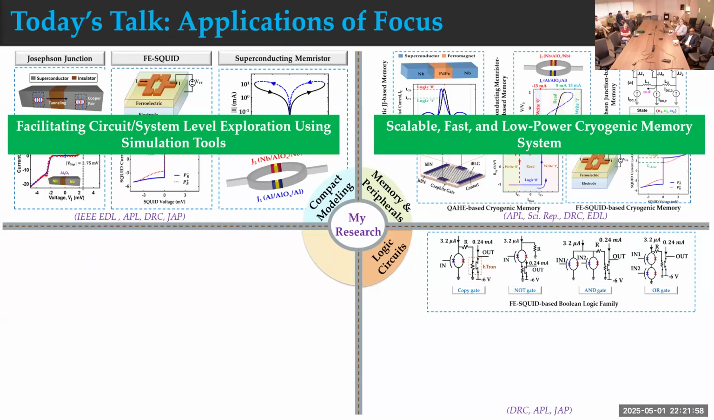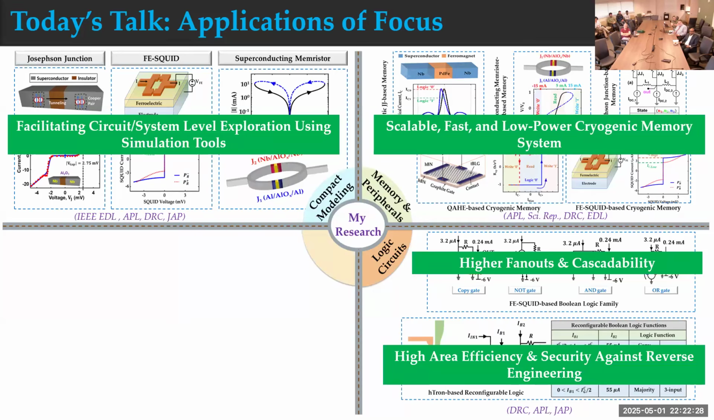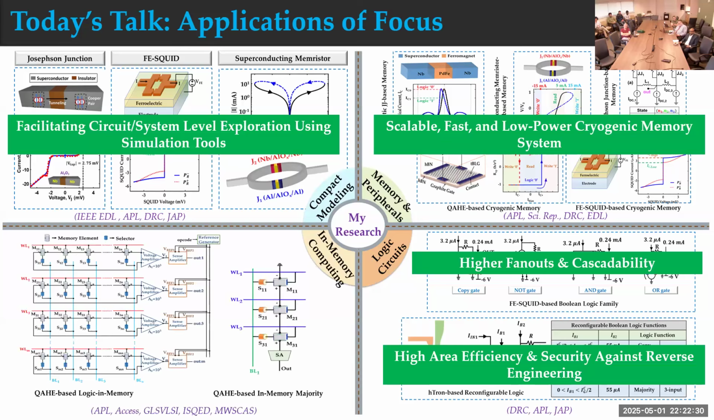I also have designed logic circuits. For example, I have designed this very first voltage controlled superconducting logic family, which can solve the single fan out and limited cascadability issues that I've discussed for the existing current control logic circuits. I also have designed a reconfigurable logic circuit where you can use the same circuit to perform different logic operations. And you see here, we only need one device to perform up to 3 input logic operations. So that will give us better area efficiency, and we will also have better hardware security from this because of this reconfigurable nature of this logic circuit.